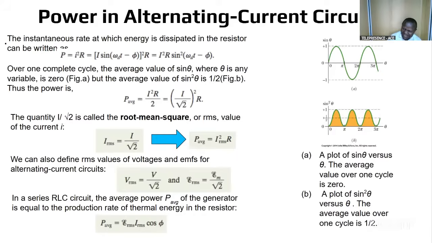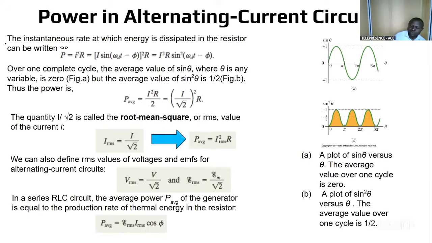Now, this is the energy that is being lost. So we want to look at the rate at which this energy is being lost. That is the power. So we want to look at the power in an alternating circuit. From previous knowledge, you know that power is the rate at which work is being done.